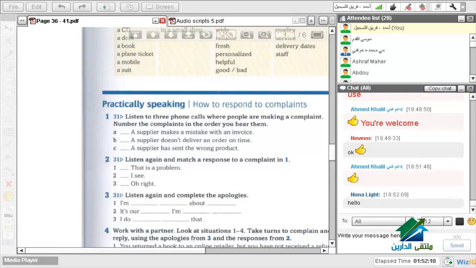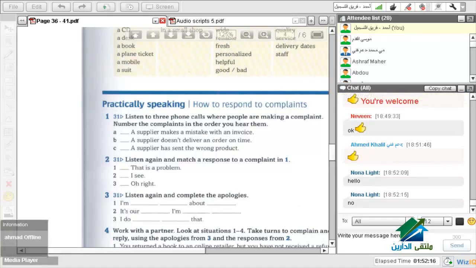That is a problem. Check here. Listen and match responses to a complaint in one. If you remember. Oh, that's a problem. Thank you. I see. When you are receiving a complaint on the phone or face-to-face in your office, as you are a customer service agent now, you need to respond positively to your customer. Like, there is a problem he's facing, so you need to say, yes, that's a problem. I see. All right. Okay.